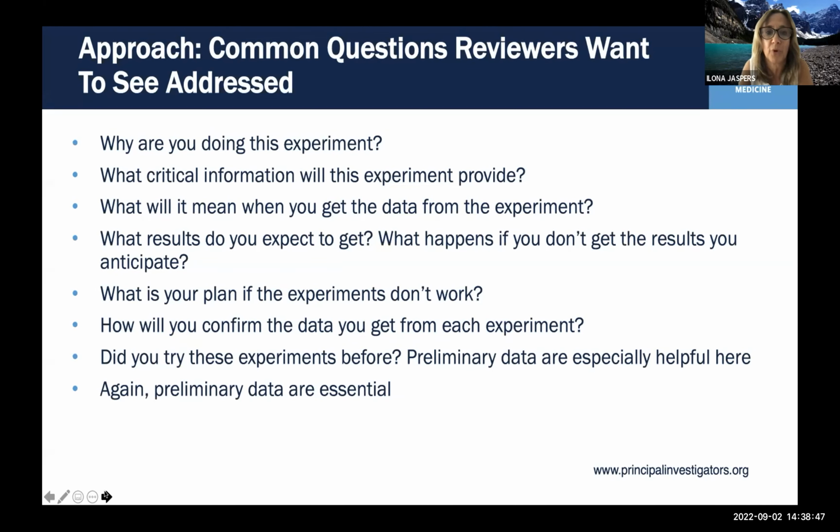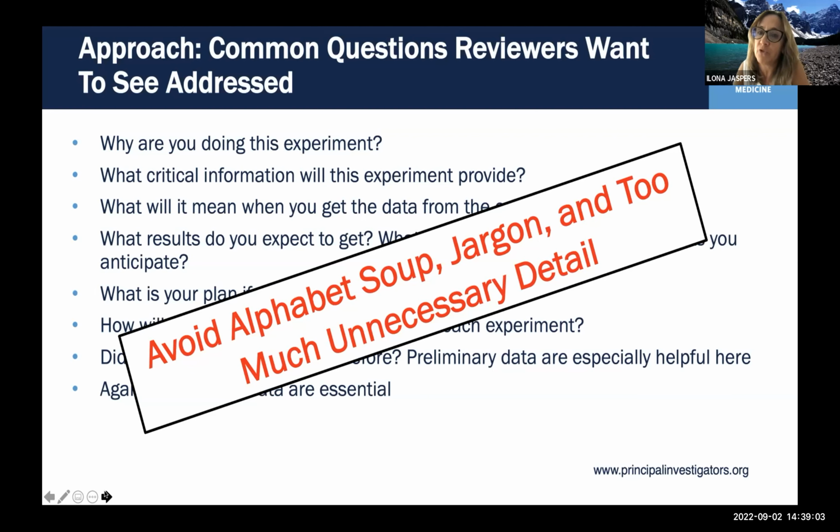This was already covered by Dr. Varga. What I want to drive home here from a reviewer's perspective is avoid alphabet soup, avoid jargon, and avoid too much unnecessary detail. As Dr. Varga already said, I don't necessarily want to know how many microliters of PBS you're adding for an intratracheal instillation. Don't save that space.